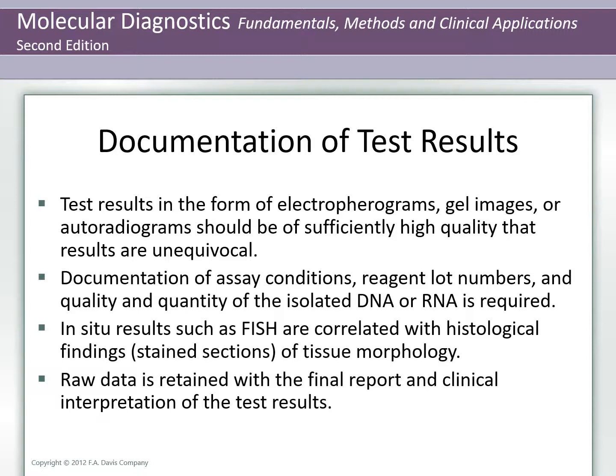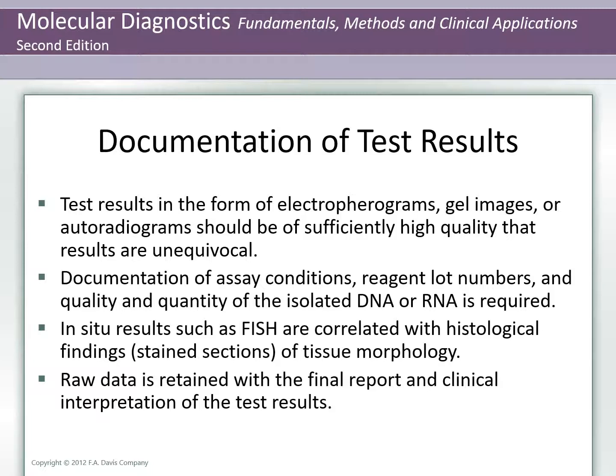In situ results, such as those associated with FISH, are correlated with histological findings, so looking at the stained sections of tissue morphology. This is required when the molecular target detection is significant in specific cells. Documentation includes images of at least one normal cell with at least 2 abnormal cell results, and these images are cross-referenced or retained together with photographs, films, and autoradiographs generated from additional testing of the same sample.